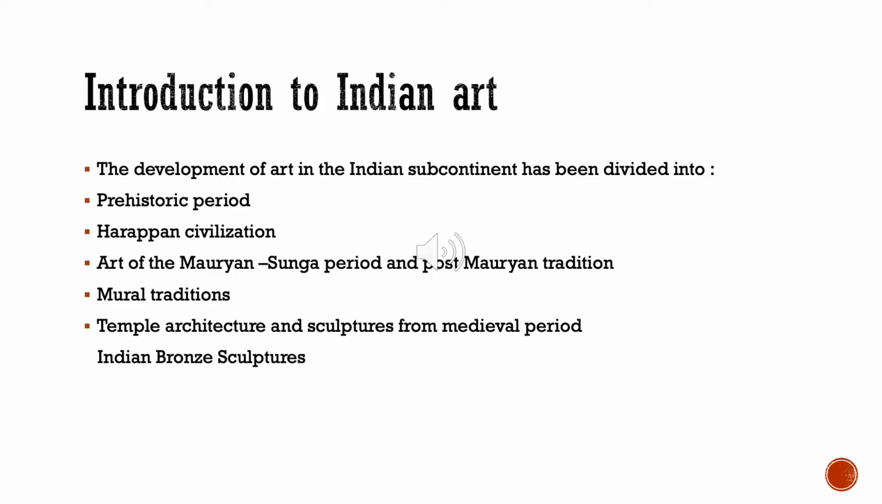Introduction to Indian art. The development of art in the Indian subcontinent has been divided into different stages. The primary being the prehistoric period, second one is the Harappan civilization, then the art of Maurya, Sunga period, and the post-Mauryan traditions, then the mural traditions of India, temple architecture and sculptures from medieval period, and last, Indian bronze sculptures.